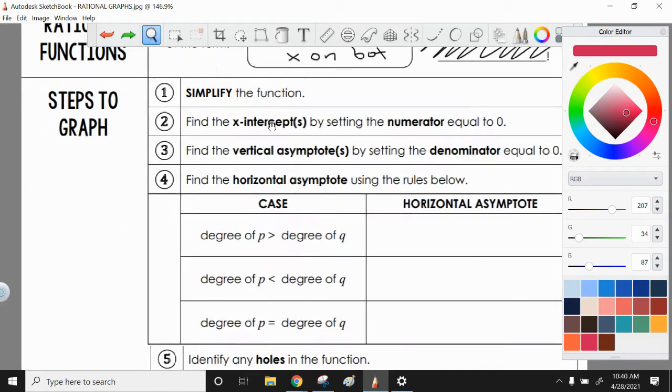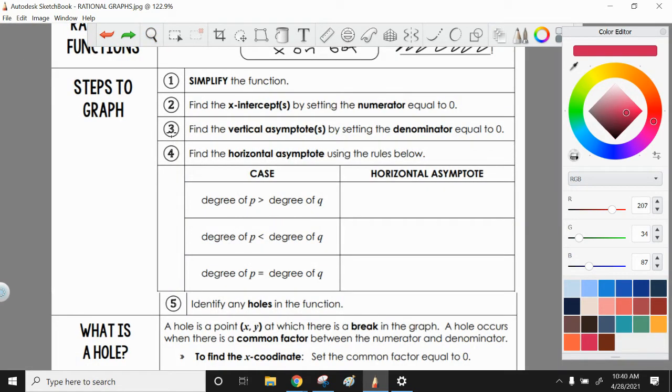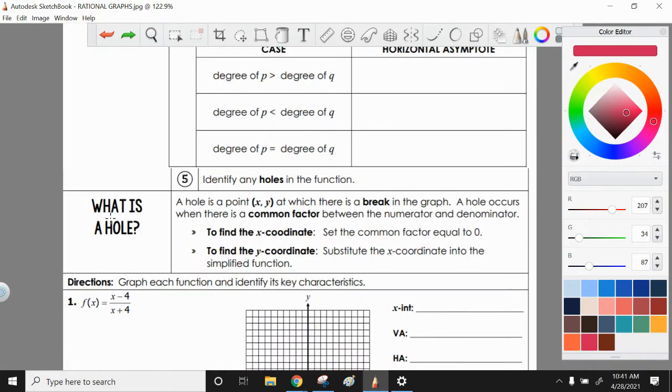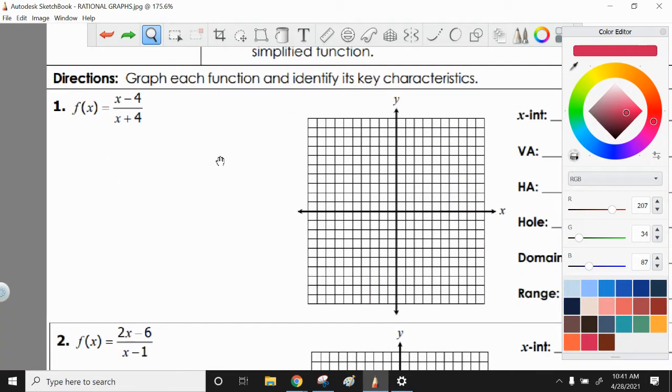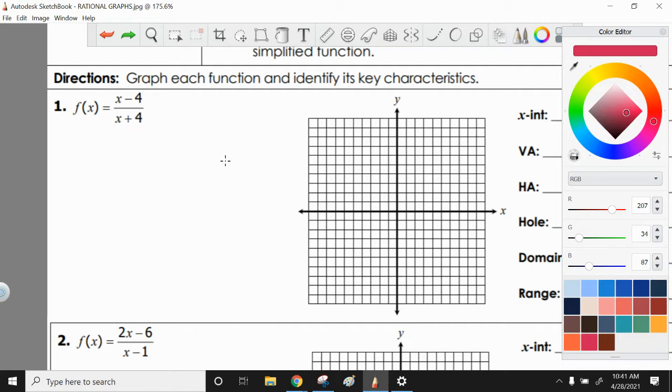Now you can see steps to graph 1, 2, 3, 4, 5, which is very complicated. There's a whole bunch of stuff going on here. Okay, and that's why we need our little study guide to make sure we're straight. We've got this thing here. What is a hole? We'll come back and talk about it. Let's just jump into number 1, and let's see if we can start to talk about this, okay? So this is a rational function. We got x's on top. We got x's on bottom. Can we simplify this at all in any way, okay? Can we reduce the top? Can we reduce the bottom?